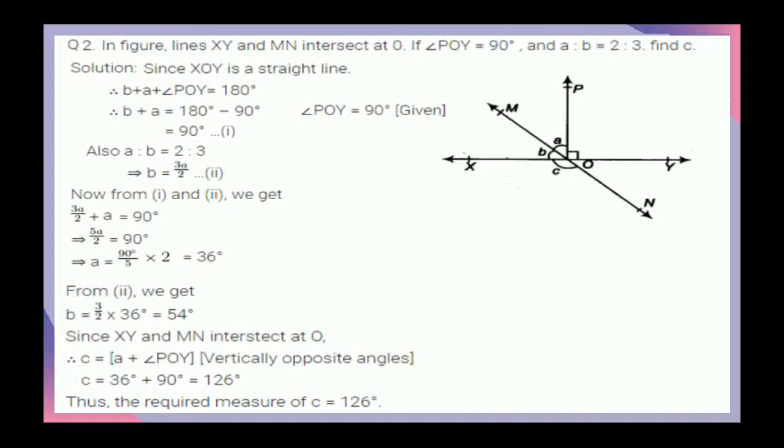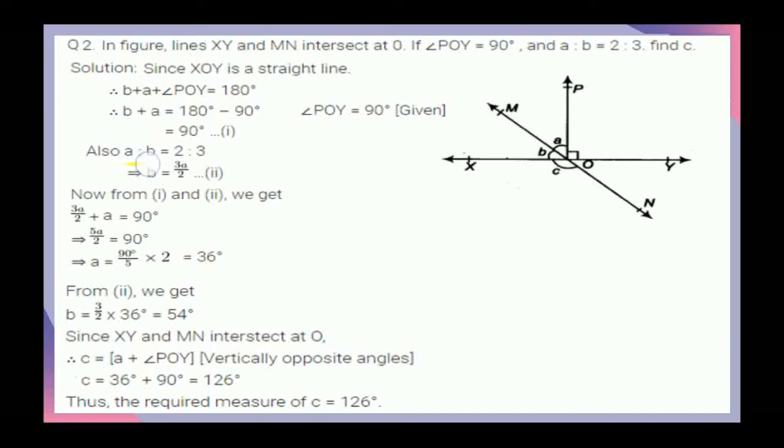Now question number 6. In the figure, lines XY and MN intersect at O. If POY is equal to 90 degrees and a is to b is equal to 2 is to 3, find c. Now, since XOY is a line, b plus a plus angle POY is equal to 180 degrees, so b plus a is equal to 180 minus 90 degrees. Why 90? Because angle POY is given as 90 degrees. So b plus a is equal to 90 degrees, and this we are taking as equation 1.